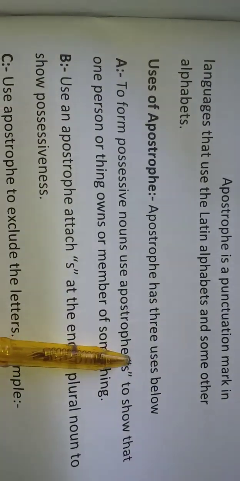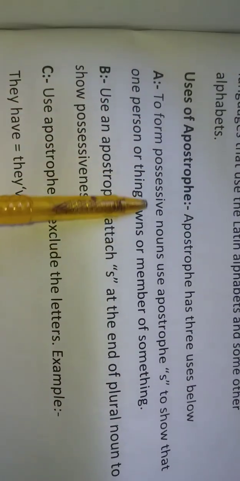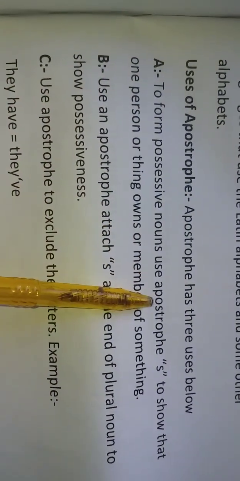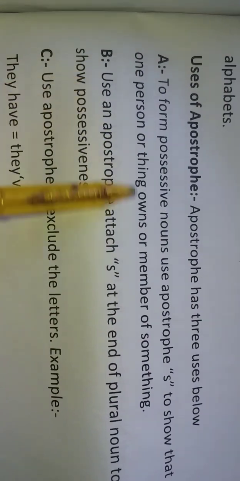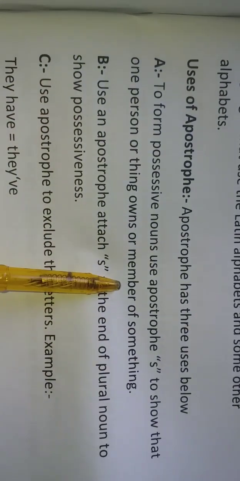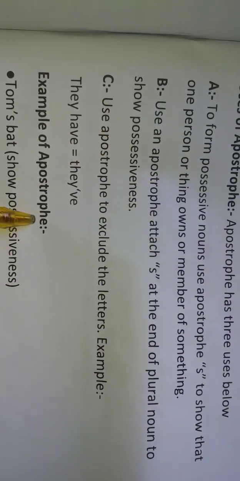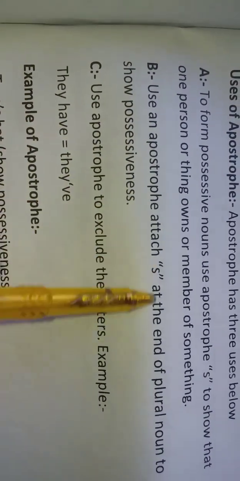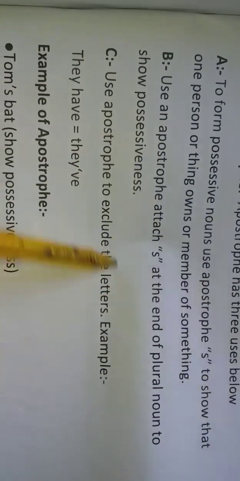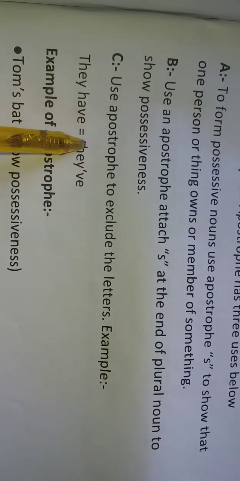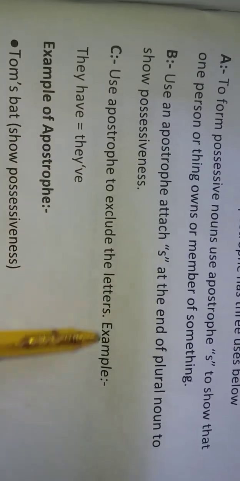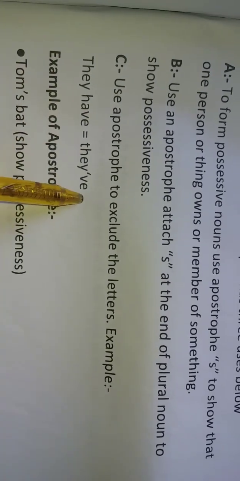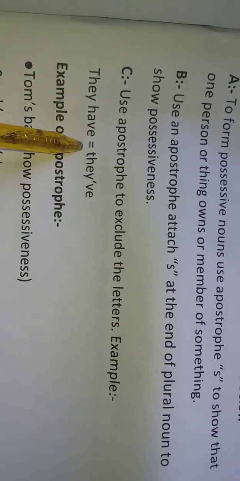Apostrophe has three uses. To form possessive nouns, we use an apostrophe to show that one person or thing owns a member of something. I can discuss examples with you so you can know how it is used. Use an apostrophe and attach s at the end of plural nouns to show possessiveness. Use the apostrophe to exclude letters. For example, instead of "they have", we can use "they've", so we use an apostrophe here.